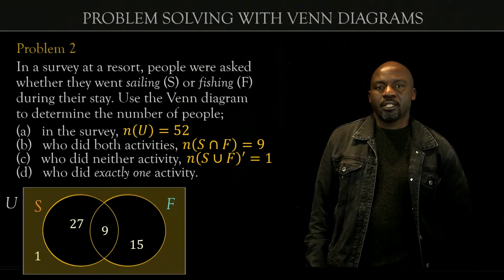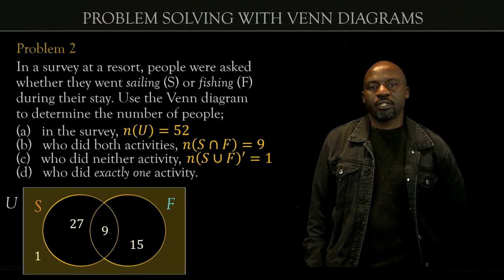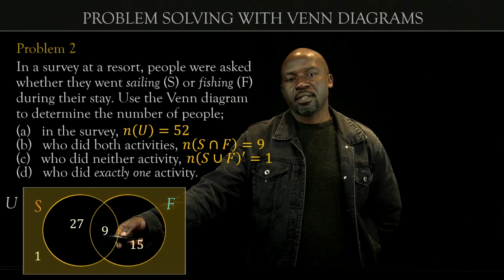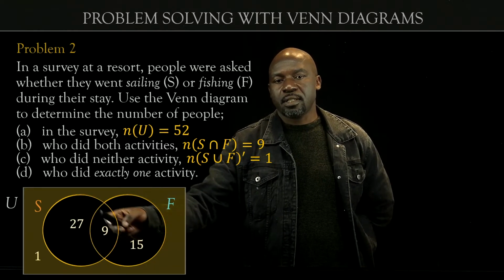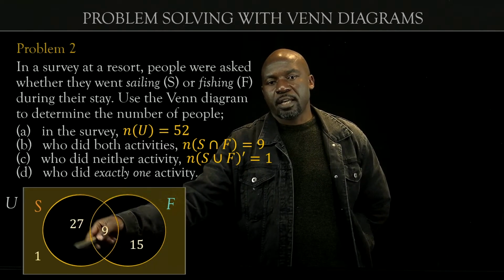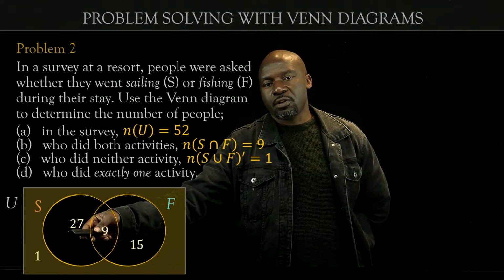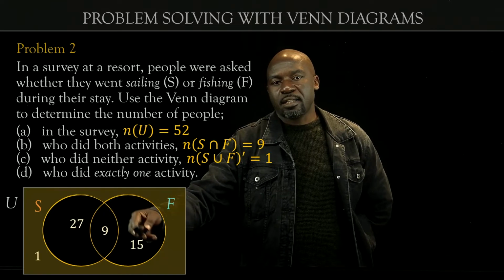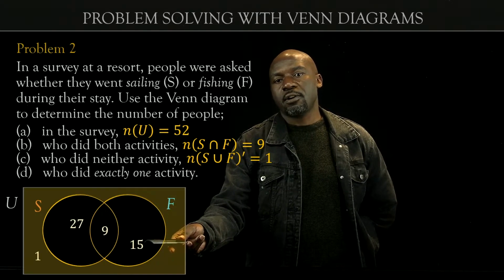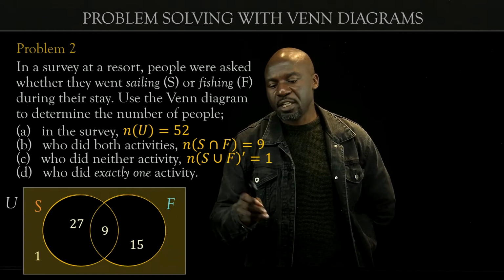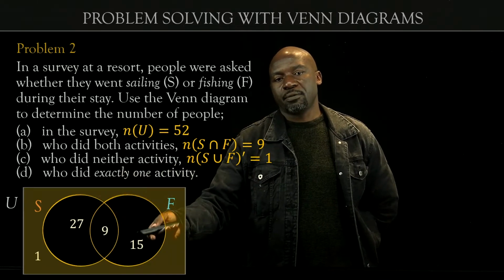How many guests did exactly one activity? So if they did only one activity, 9 cannot be in the set. So it must be this set here and that set here. So this is the set of guests who went sailing but not fishing. And this is the guests who went fishing but not sailing. So how many did exactly one activity? It must be 27 plus 15 there.